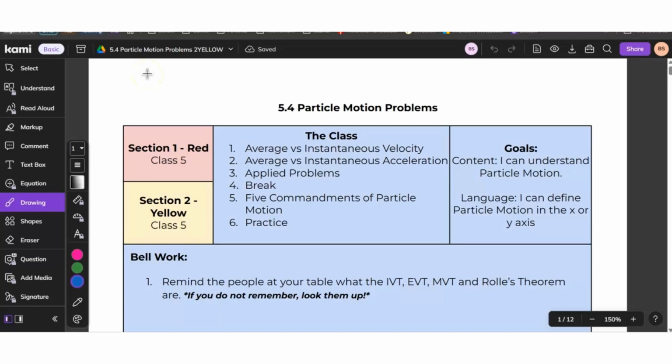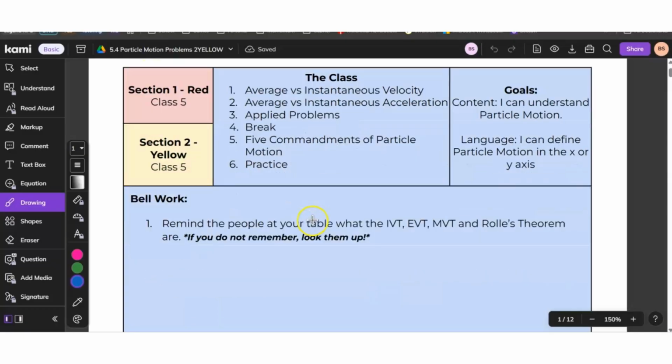All right, so we're going to start with 5.4 particle motion. And lucky for you, I forgot to change the bell word. So we'll just skip that.